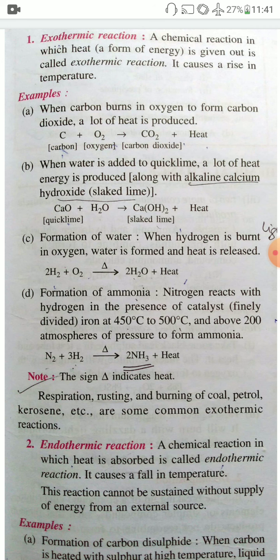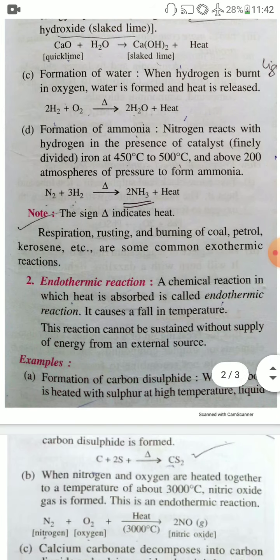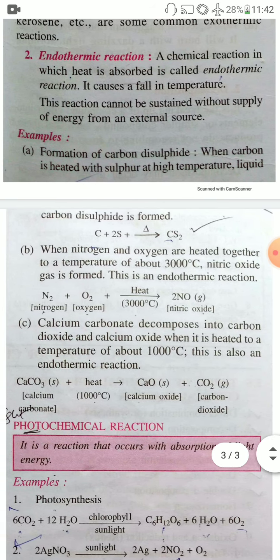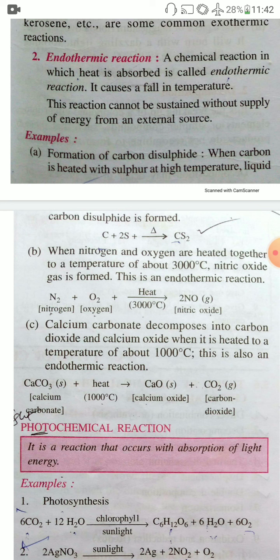Respiration, rusting, and burning of coal, petrol, kerosene, etc. are some common exothermic reactions. Now, endothermic reaction. An endothermic reaction is just the opposite of an exothermic reaction. A chemical reaction in which heat is absorbed is called an endothermic reaction. It causes a fall in temperature. This reaction cannot be sustained without a supply of energy from an external source.